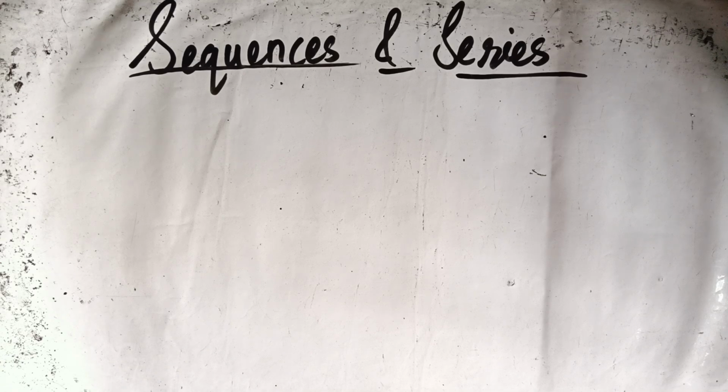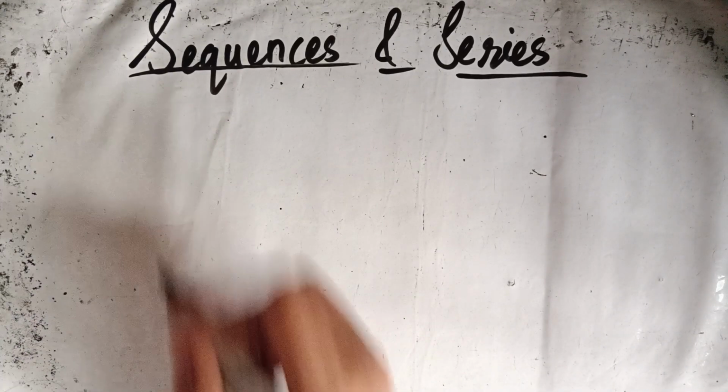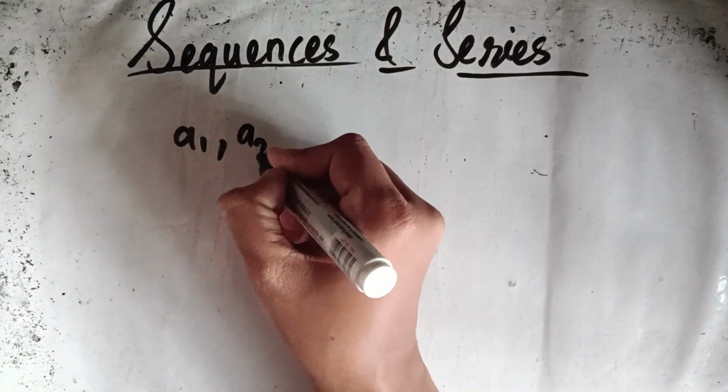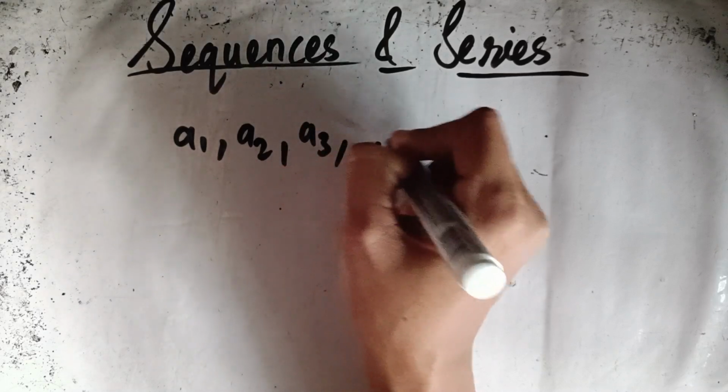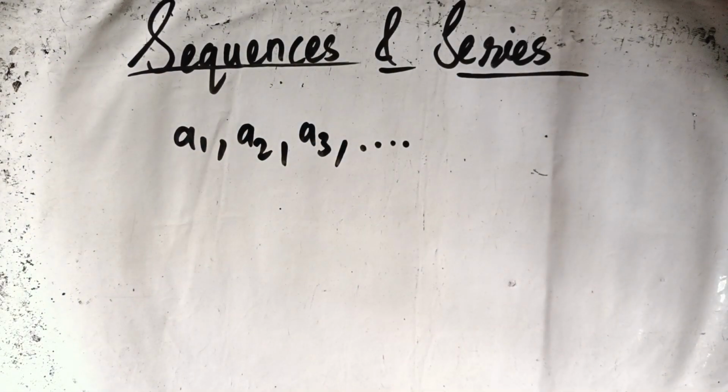Now there are two types of sequences: finite sequences and infinite sequences. Finite sequences means there is a fixed number of terms in that. Okay. Terms means A1, A2, A3 and so on. Okay. And there are some sequences which are infinite. So infinite terms are there.